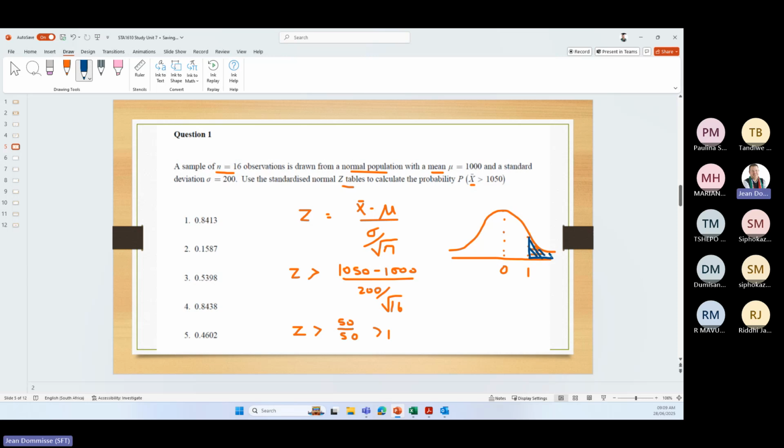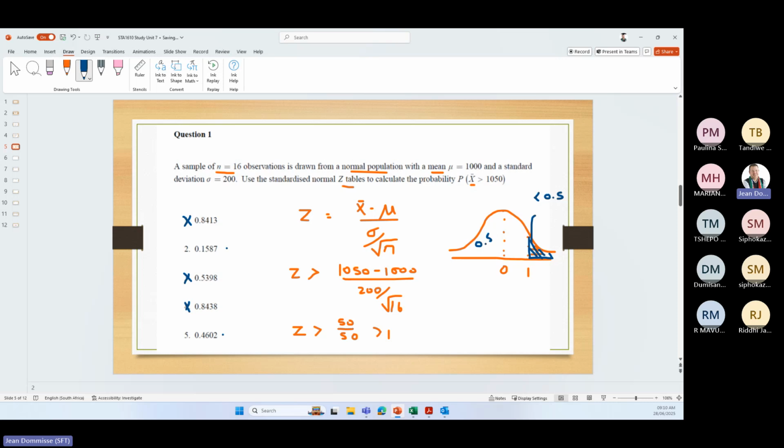Okay, so from previous chapters, we know the left-hand side is 0.5, the right-hand side is 0.5. So this will be an area that is smaller than 0.5. So then we can already see, okay, not going to be option 1, not going to be option 3, not going to be option 4. So we need to get between those two answers.